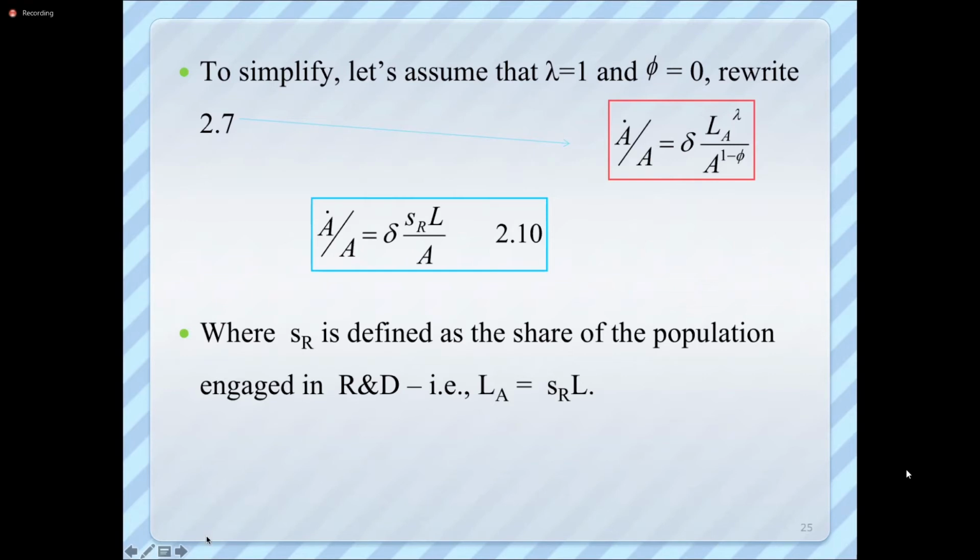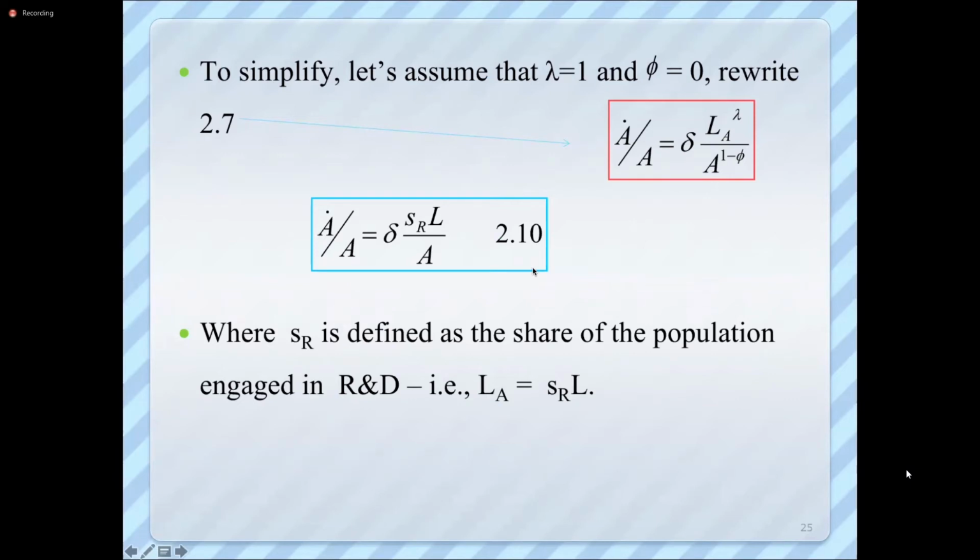Okay, to simplify, we assume that lambda is equal to 1, no duplication. P is equal to 0. The productivity of research is totally independent of the stock of ideas. Therefore, we will rewrite. This is 2.7. This red box shows 2.7. Rewriting, we get this 2.10.